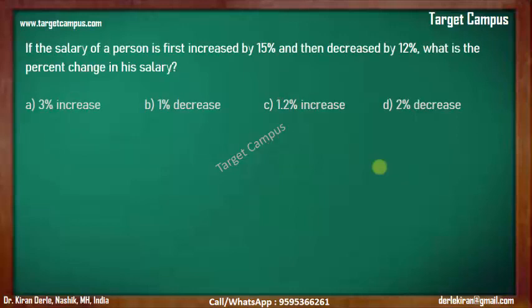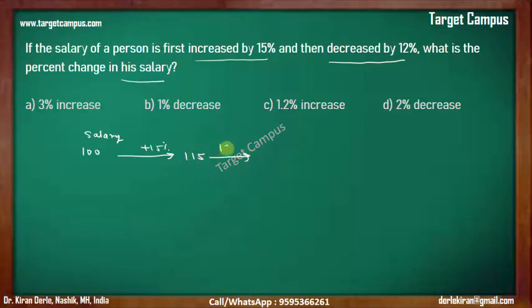Let's move ahead. If the salary of a person is first increased by 15% and then decreased by 12%, what is the percent change in his salary? Let's take the initial salary as 100. This got increased by 15% first. So if 100 is increased by 15%, it becomes 115, and then decreased by 12%. So what is 12% of this?